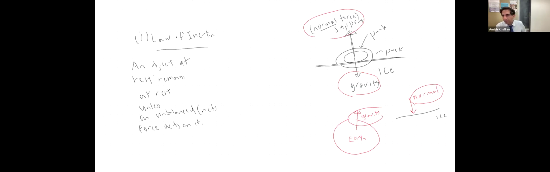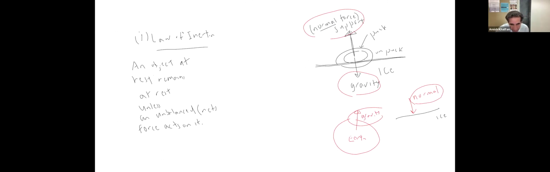That push that the ice exerts up against the puck, well, the puck exerts a push down on the ice, and so you see the normal forces there. There's also gravity acting on the ice, the sheet of ice, and there might be some other forces acting on the sheet of ice from the hockey rink, but I'm not looking at that.